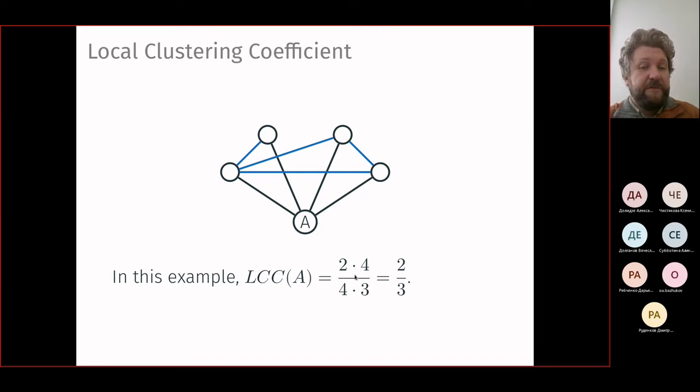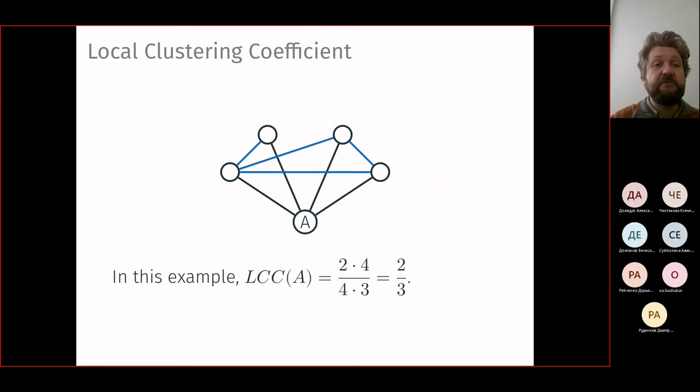Then the local clustering coefficient is computed by the following formula. The number of blue edges here is 4, and 4 multiplied by 3 divided by 2 is the number of triplets. So it's 2/3. It's quite a big clustering coefficient. So it's a clustered thing. See it here.